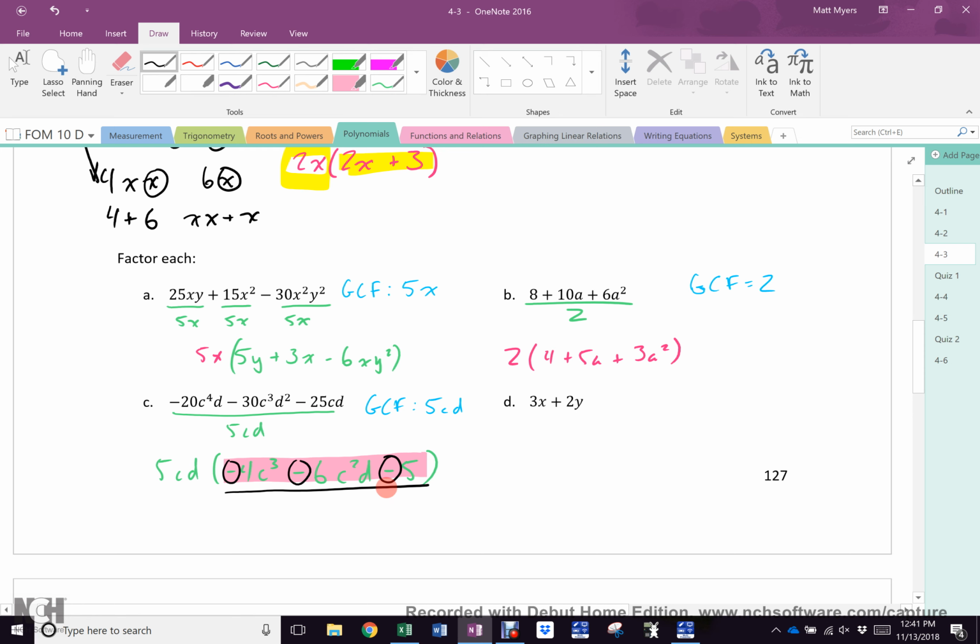So I would divide this all by negative 1, which means this would be my answer: 4c cubed plus 6c squared d plus 5. Even though that is not the greatest number, because negative 5 is less than 5, we like the negatives to be as far to the front as possible. Is everybody cool? And again, that is a convention that math people have agreed upon.